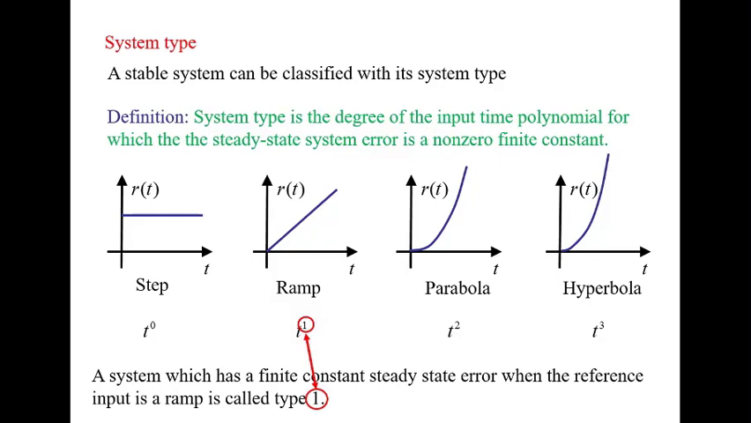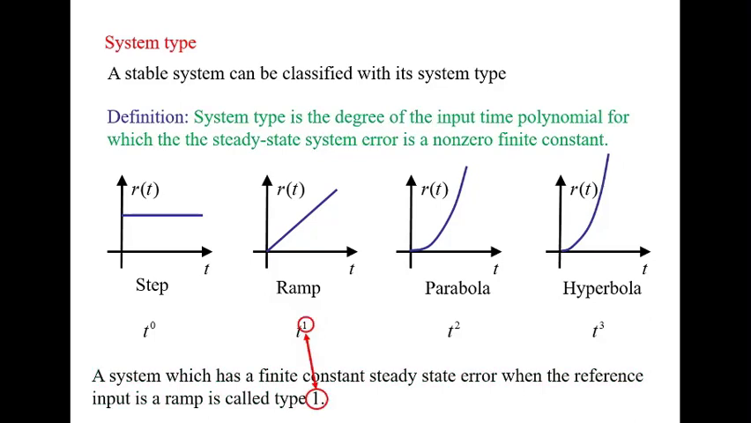Suppose we have a system and we don't know its order. If we apply a ramp input to it and it has a finite constant steady state error, we will say that that system is type 1. Similarly, if we apply a parabola to it and its steady state error is a non-zero finite constant, then we will say that its order is 2. Similarly, if we apply a hyperbola to a system and its steady state error results in a non-zero finite value, we will say that the system is of order 3.